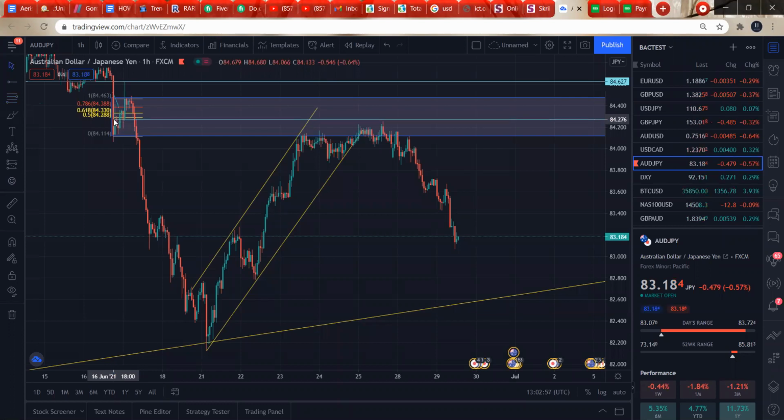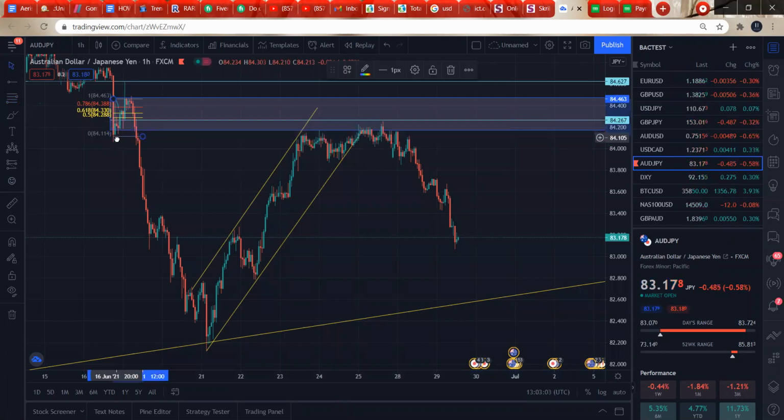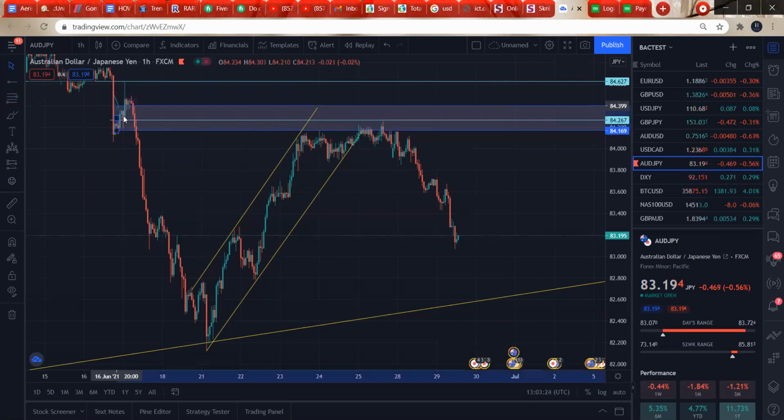So our 50% is here, somewhere here. If I take this and measure it from these lows to this swing high here, like this, that's my 50% of this order block. So that's where I drew that line.